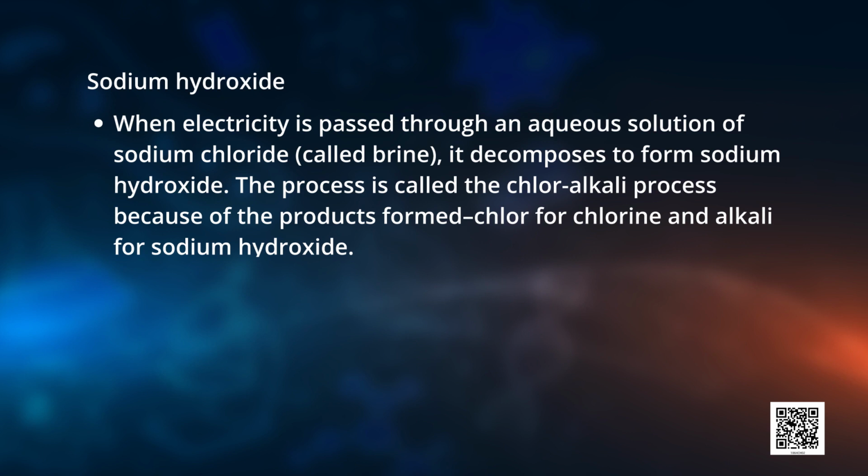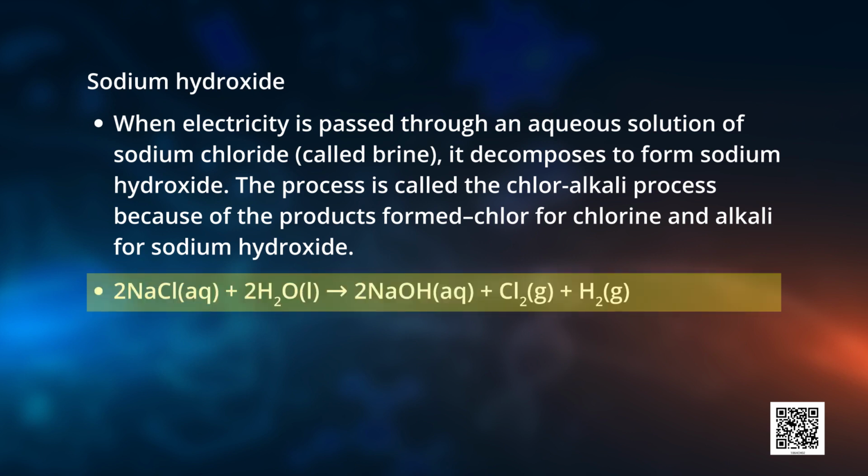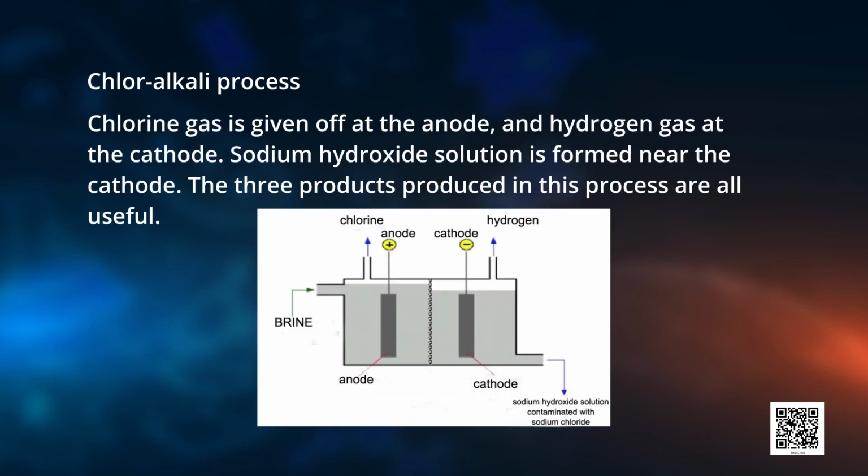The reaction taking place in the cell is sodium chloride aqueous, and because it is aqueous, there is water. When electricity passes through it, it gives you NaOH aqueous, chlorine gas and hydrogen gas. So, in the chlor-alkali process, the chlorine gas is given off at the anode. And what happens at the anode?